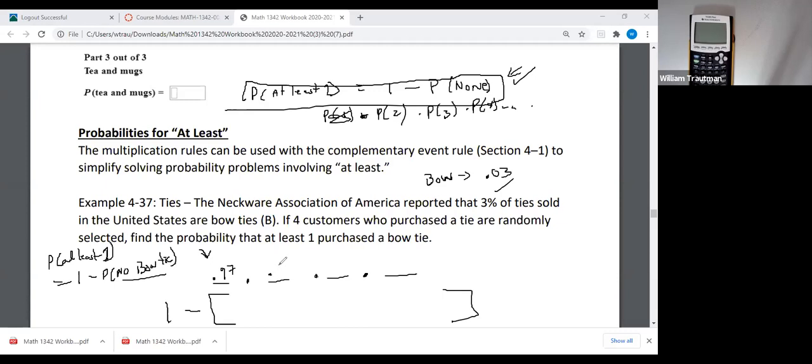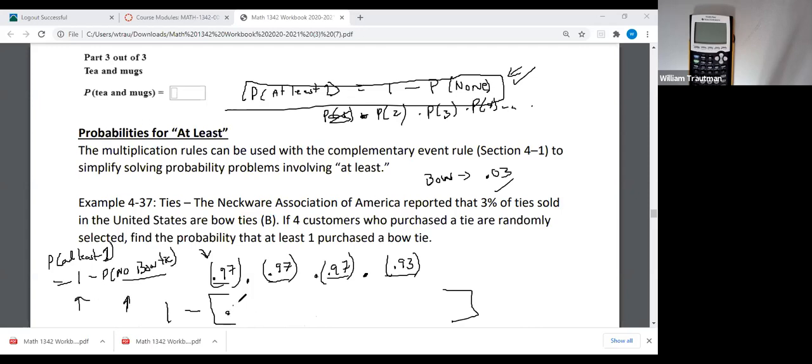If 3% wear bow ties, then 97% do not wear a bow tie. So in each of these, we're trying to find the probability that they don't wear a bow tie. This one does not wear a bow tie, and this one does not wear a bow tie. If they wore a bow tie, you'd put 0.03 in there, but it says does not wear. At least one means 1 minus the probability of nobody wears a bow tie.